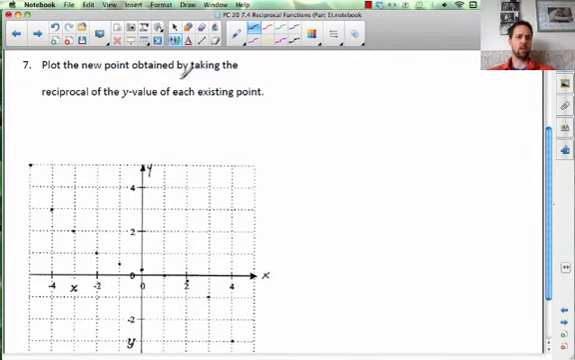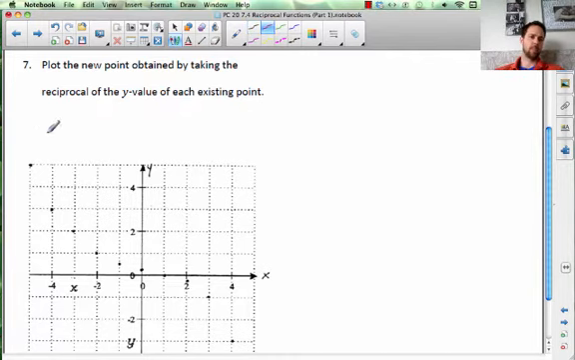So plot the new coordinate, the new point obtained by taking the reciprocal of the y value of each existing point. So, take each point, find its y value, and flip it to get a new one. So this one right now, doesn't matter what the x value is, but it happens to be at -5, and the y value is +5. So we flip the y value, but leave the x value untouched. So the y value becomes 1 over 5, which is 0.2. So the new point becomes negative 5 and 0.2.